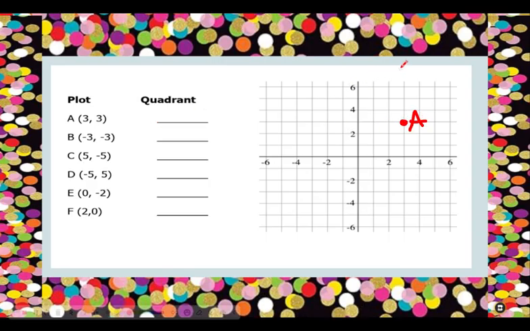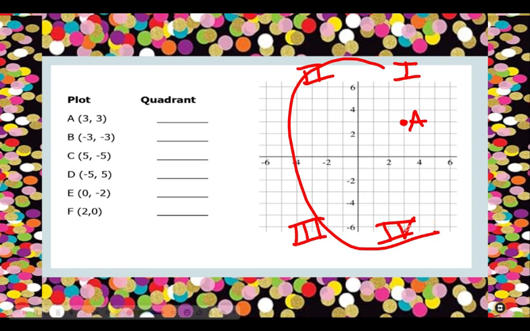What quadrant is that in? So just remember, quadrants go around like a big giant C. 1, 2, 3, 4. So like a big C on the coordinate plane, right? So our first quadrant is where A is. So we write quadrant 1, Roman numeral I.